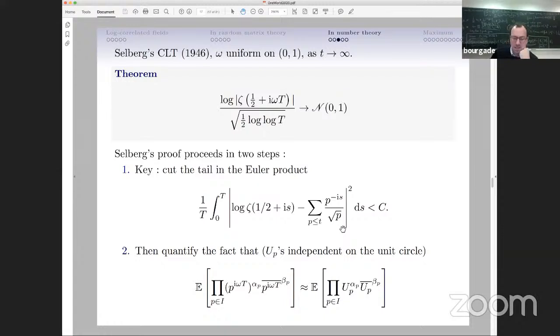Okay. And now for this partial sum, the key is to quantify the fact that the primes to these powers behave like independent random variables on the circle.